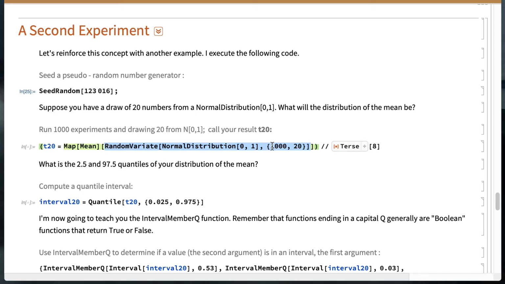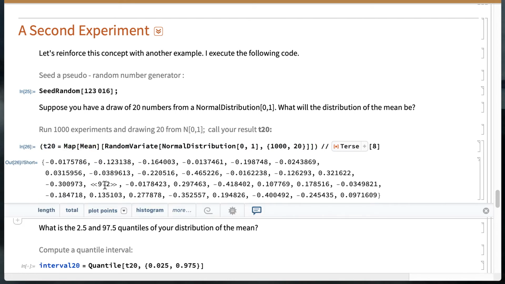So we're going to draw 20 numbers. We're going to do the experiment 1,000 times, and then we're going to see what the mean is of those 20 numbers. So we should end up with 1,000 numbers, because each set of 20 numbers will have a mean. We're going to call that T20, right? And so here are our 1,000 numbers. You can see that because I've used Short, it's elided the middle.